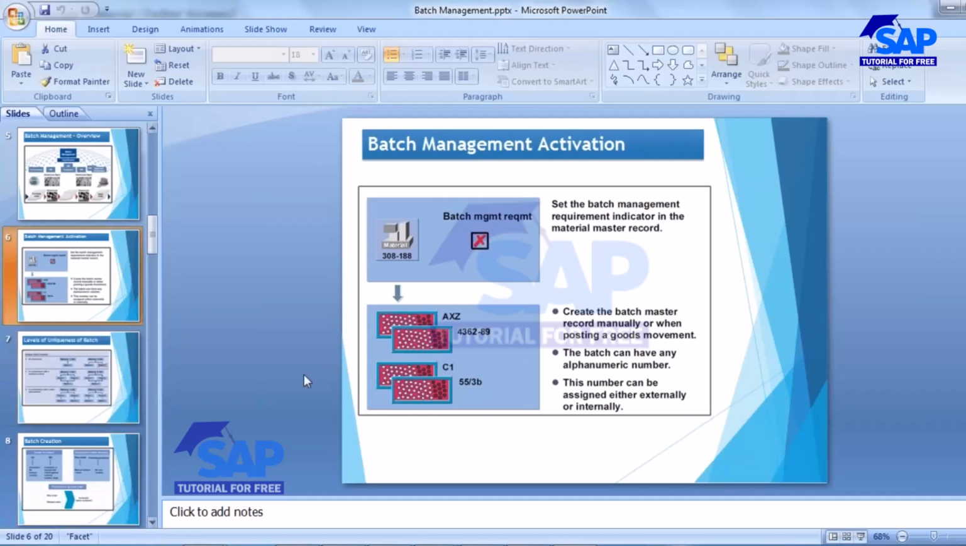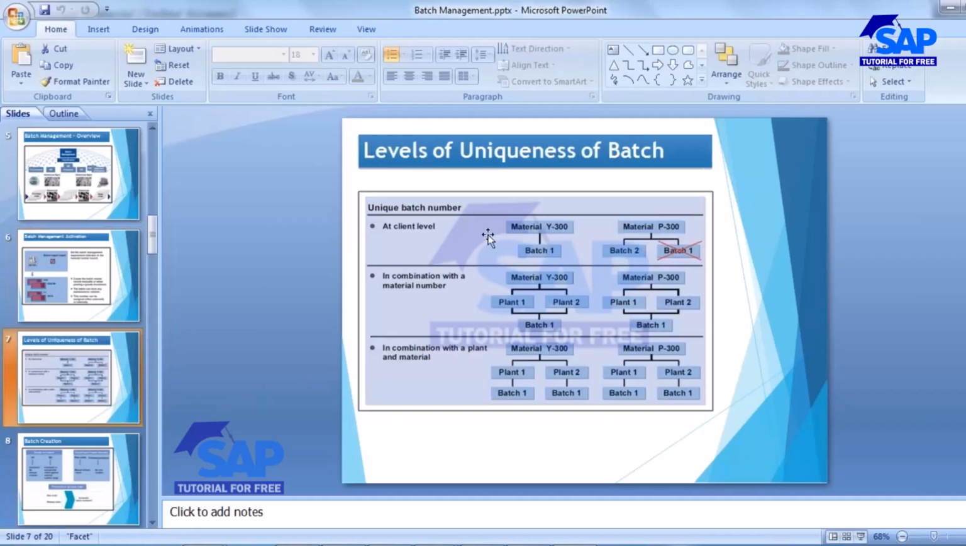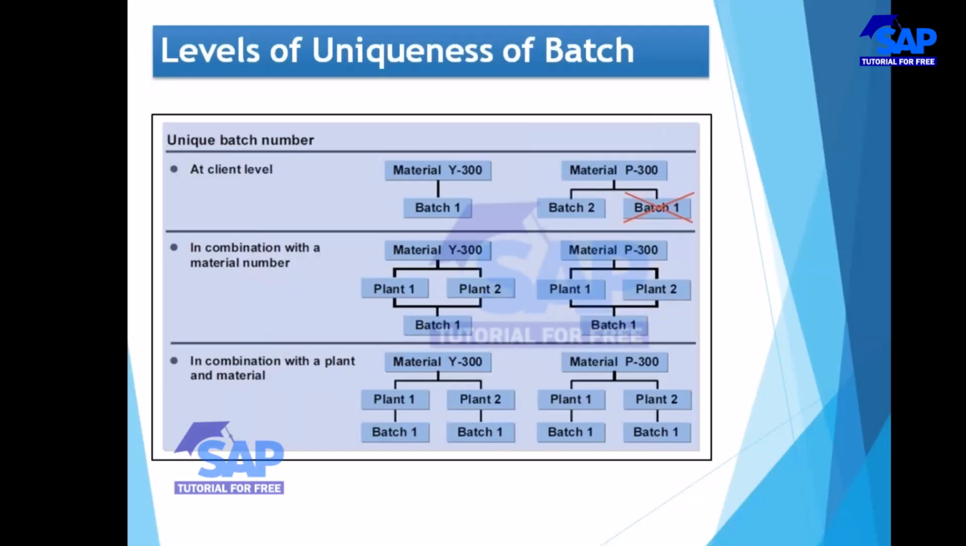Now what are the levels of batch numbering in the system? You have three levels of batch numbering in the system. One is at client level, another one is at material level, another one is at plant level. There are three types of unique batch numbering. These are called levels. So what is client level? Client level means in your entire system your batch number will be unique.